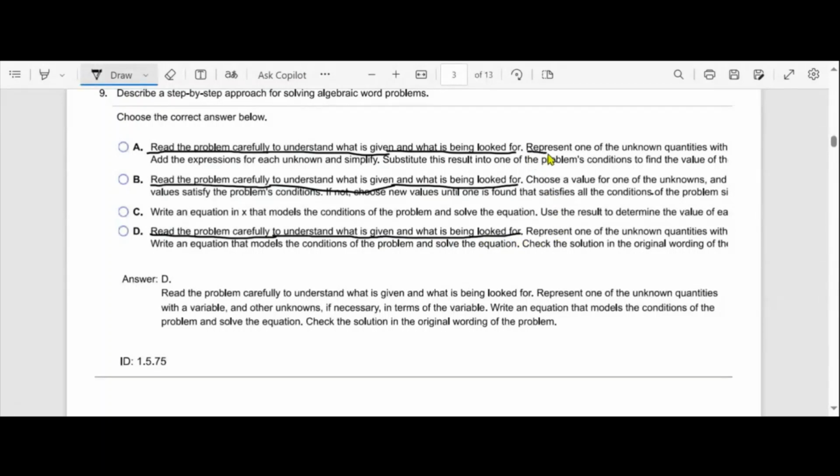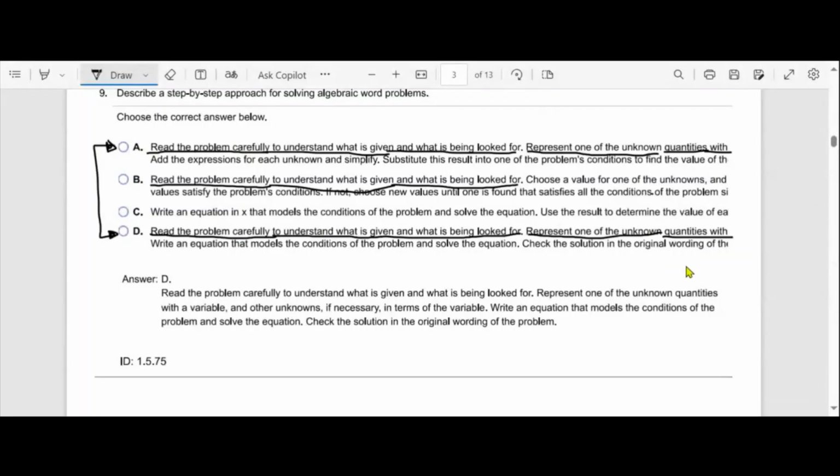Okay. And then here it says represent one of the unknown quantities with. So now this one is going together, right? A and D together, almost the same. So the answer is either A or D. You understand? Okay, so now read A and then read D and decide which one will be the solution. Go ahead.